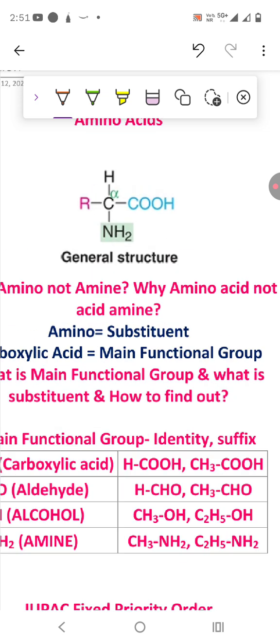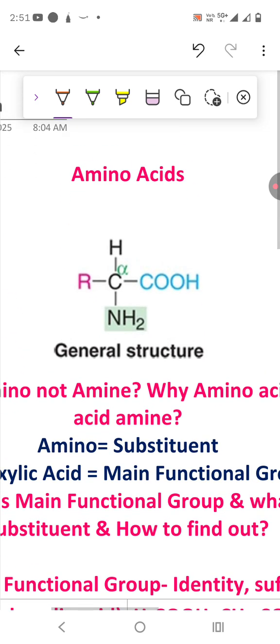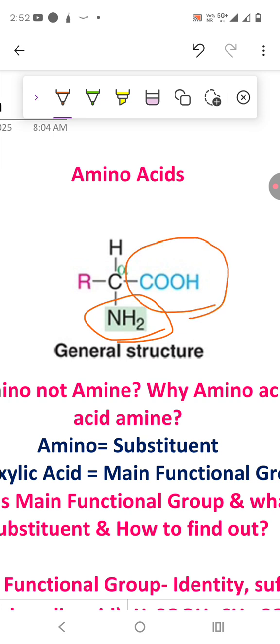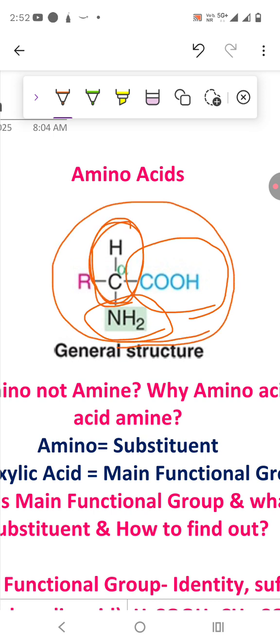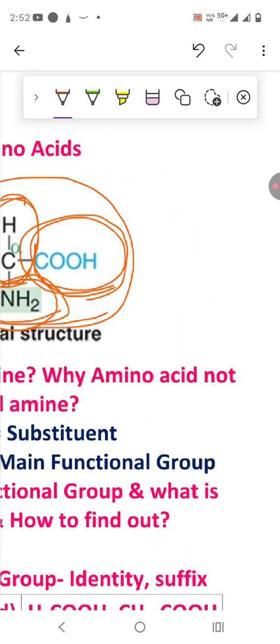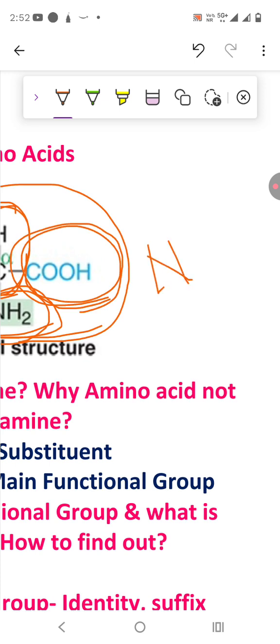Amino acid. Two words: amino, an amino functional group, and acid, a carboxylic acid functional group. So amino acids are organic compounds that contain two functional groups. One is the amino functional group, and the other is the carboxylic acid functional group. And this amino group, NH2, acts as a base.